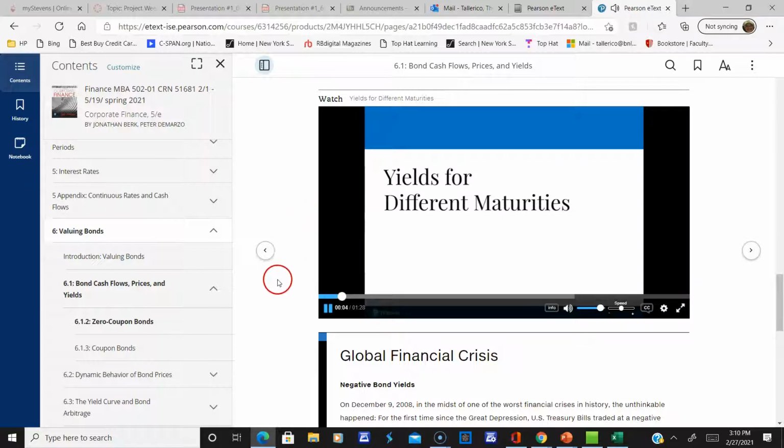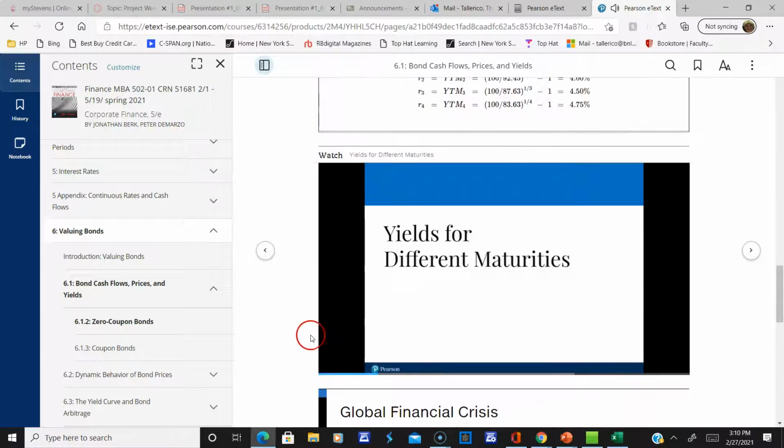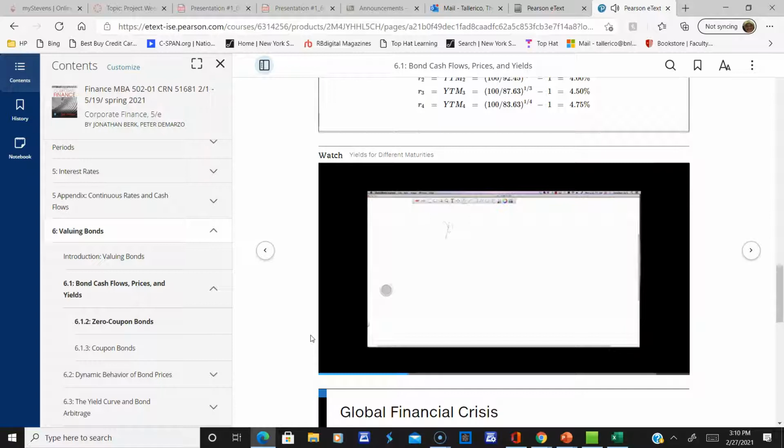Yields for different maturities. We have the price of a zero coupon bond, and we would like to calculate its yield to maturity. So let's begin with the 1-year zero coupon bond. The first bond pays $100 in a year. Its price today is $96.62. So the yield to maturity is just going to be 100 divided by 96.62 minus 1, 3.5%.